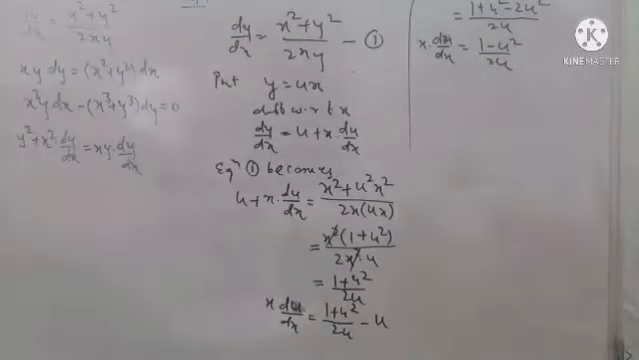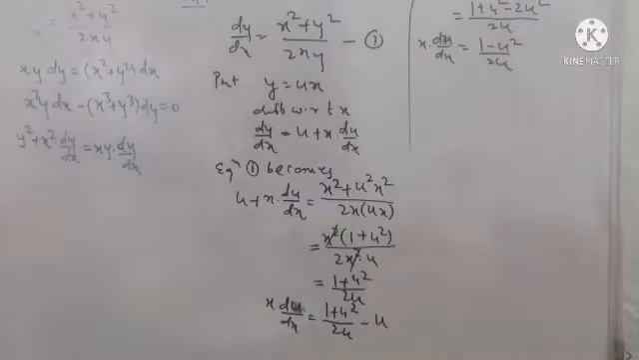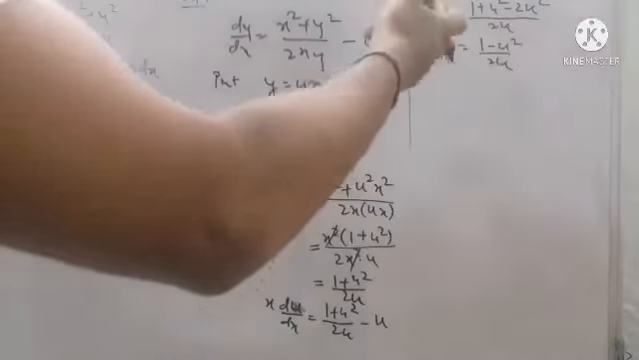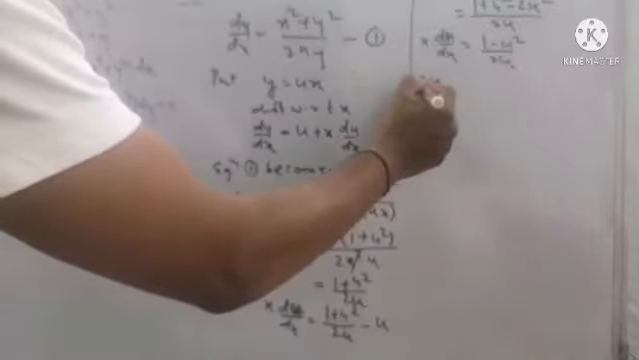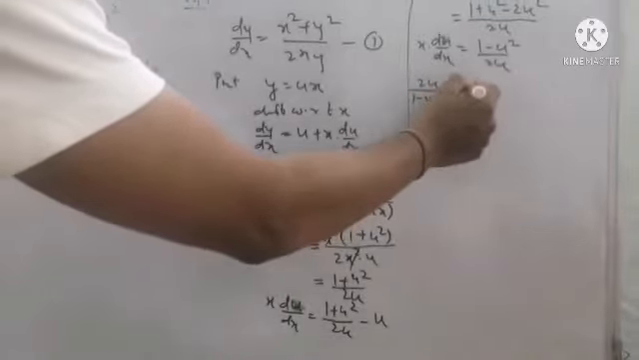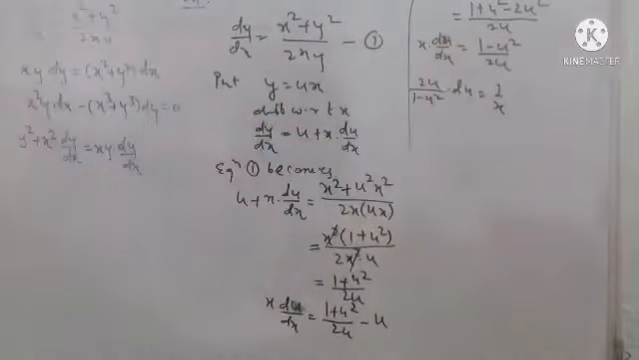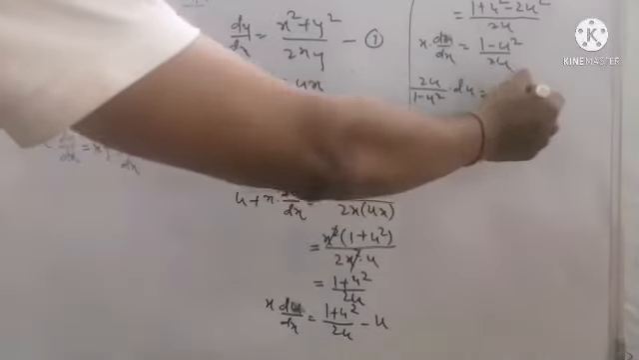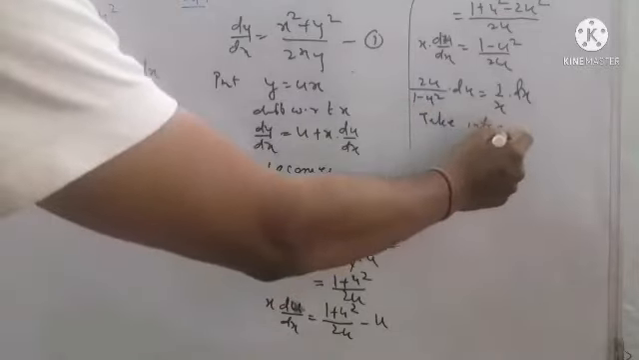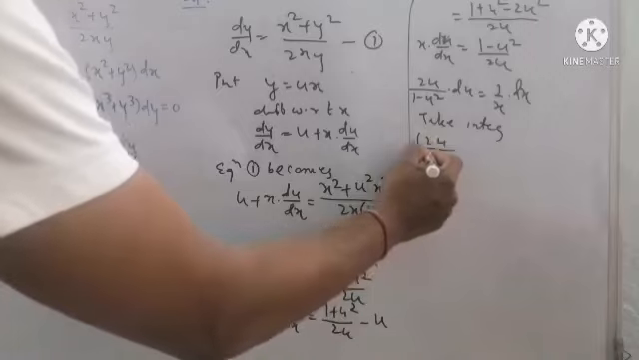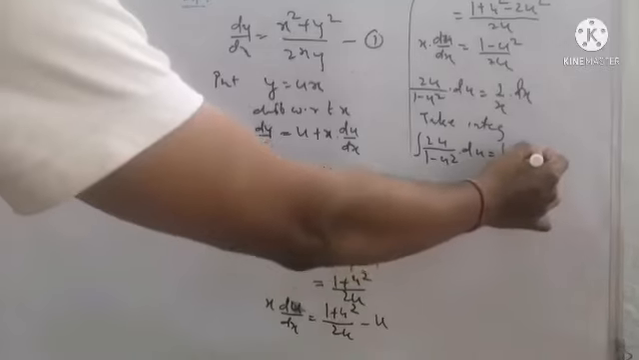Now to separate the variables, we take the term of u on the left hand side, as du is in the numerator on the left hand side, and dx we take on the right hand side, so x should be transferred to the right hand side also. So 2u goes in the numerator and 1 minus u square in the denominator, multiplied by du, and on the right hand side x goes in the denominator, as dx is in the numerator. So we take integration to solve the differential equation: on the left hand side we get the term of u integrated with respect to u, and on the right hand side we get 1 upon x into dx.